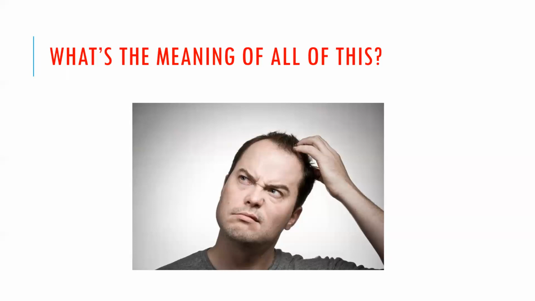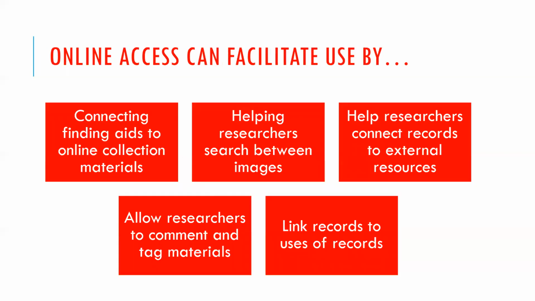And there are some archives out there that do a really good job of this, especially Princeton University, who have been at the frontier of incorporating features that researchers want and not saddling researchers with features for aspects of find aids that they just aren't really interested in or may find frustrating. So generally speaking, online access can facilitate use by, again, connecting find aids to online collection materials. So we saw at least an attempt at that just now. Helping researchers search between images. So in an online world, really facilitating the ability of researchers to search intuitively and easily.